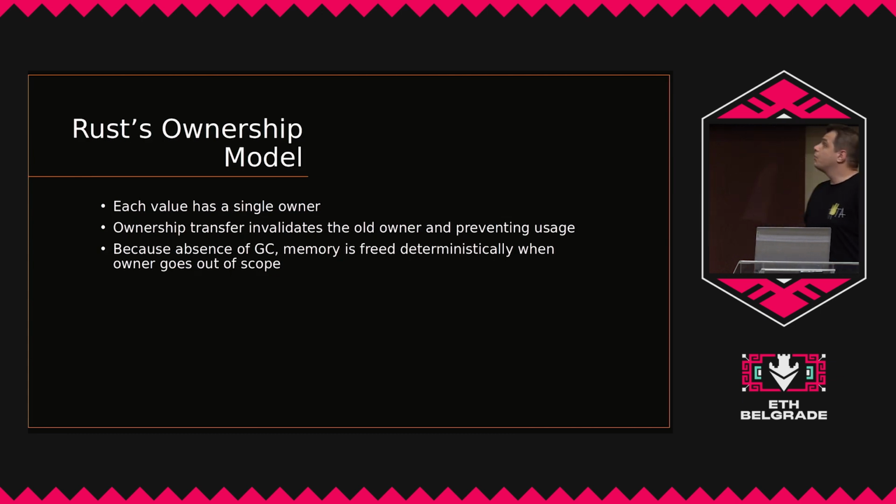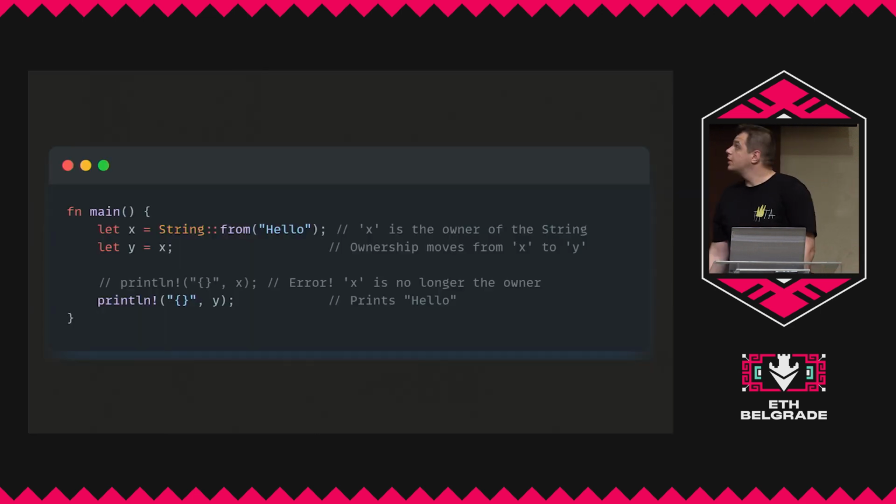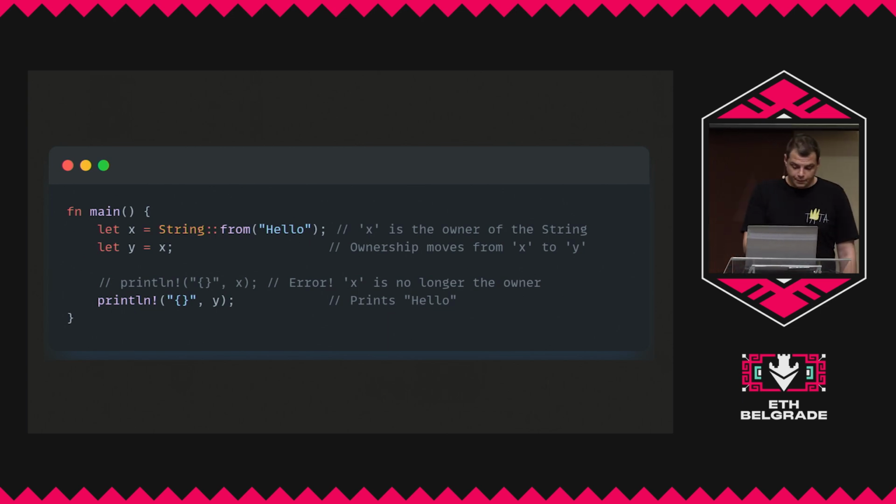Rust has an ownership model, which means that every value has only a single owner, and ownership could be transferred, but the old owner is prevented from usage. Because of the absence of a garbage collector, memory is freed deterministically when the owner goes out of scope. This is an example. We have a value x with a string hello. We transfer ownership to y. We could print y, but x is no longer the owner of the string hello.